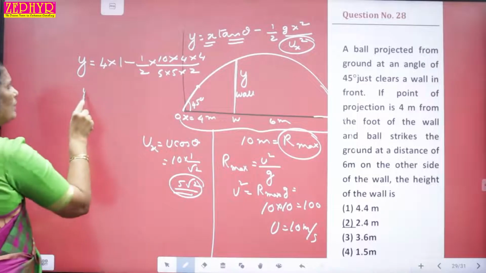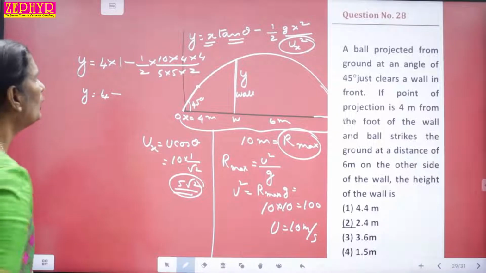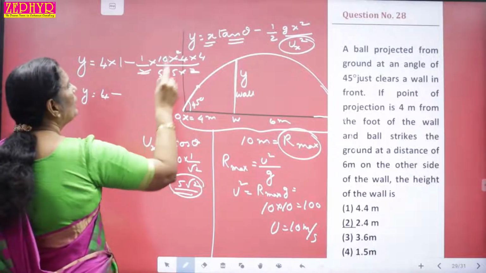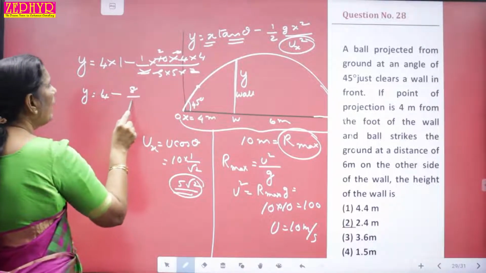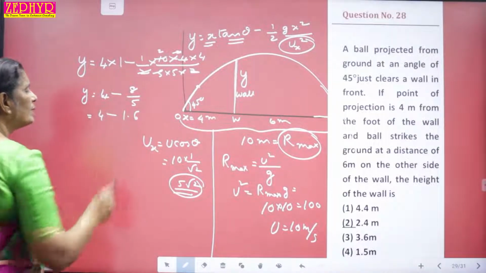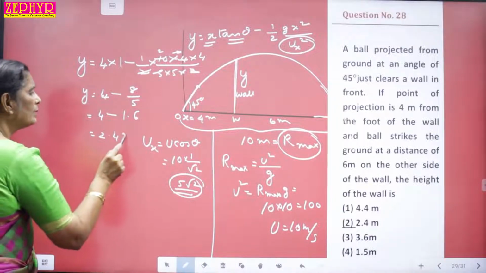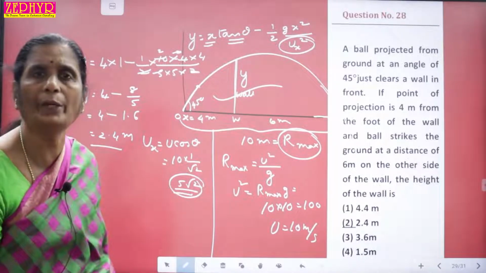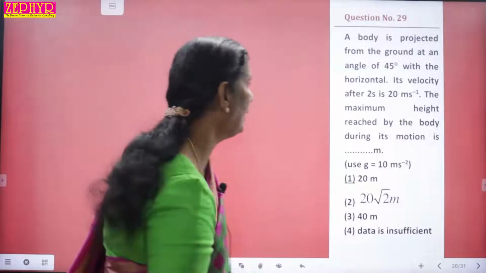So this will be y is equal to 4 minus... the 2s get cancelled. You are getting 8 by 5. That will be 4 minus 1.6, which is 2.4 meters. So 2.4 meters will be the height of the wall. In this way you have to do it. It's simple only. You have to remember y is equal to x tan theta minus and so on.